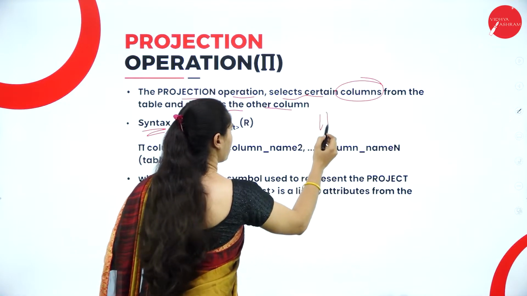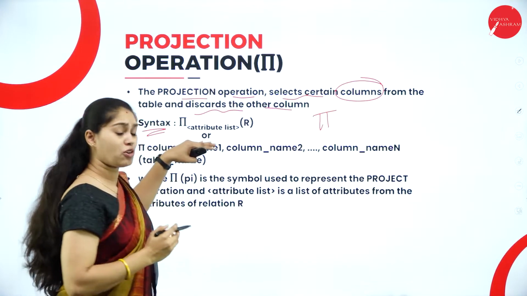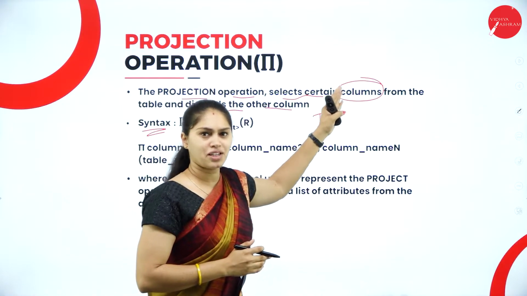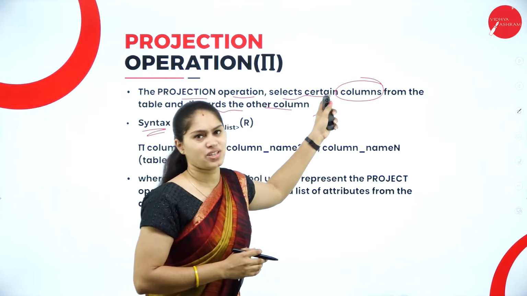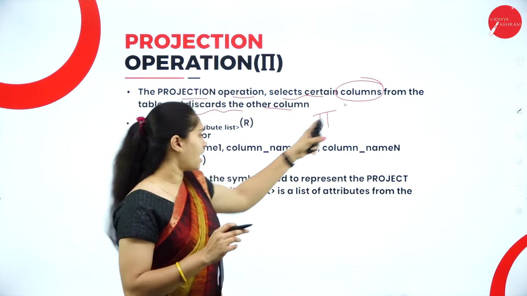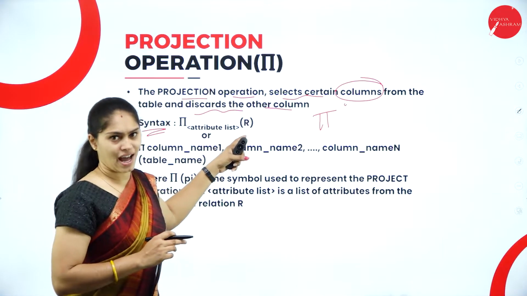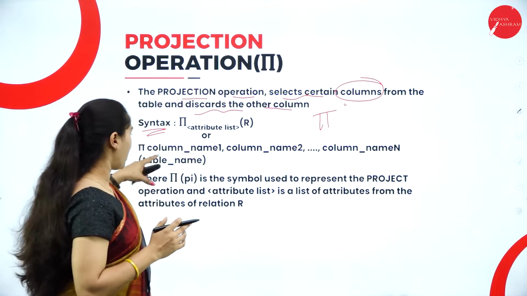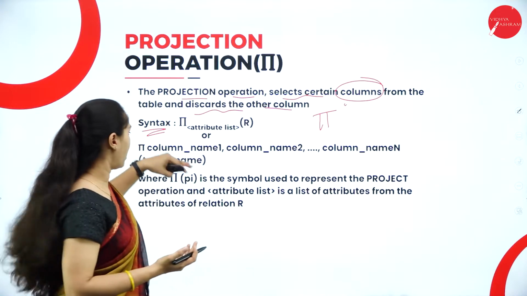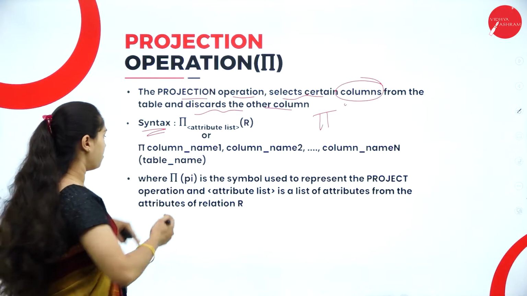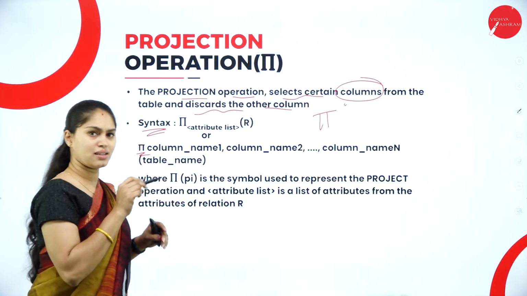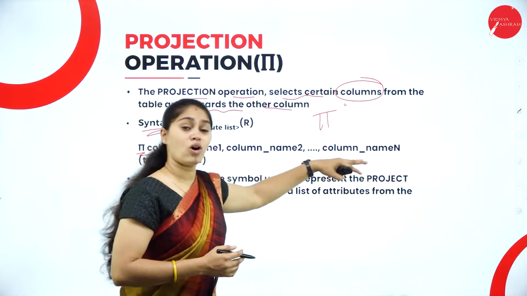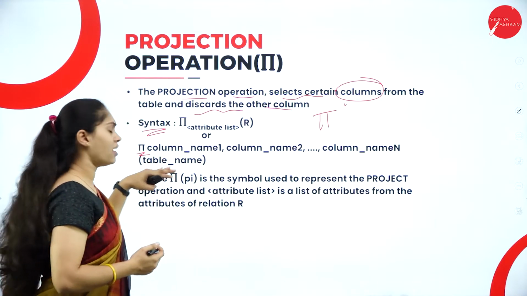For this projection, we are going to use a pi symbol and we have to give the list of attributes. Why? Because attributes are nothing but columns. So if I wanted to fetch certain columns from the relation, I have to take this list of attributes and the relation R. You can also write the syntax in another way. Here also I need to specify the pi symbol, along with column 1, column 2 up to column n, and the relation name.